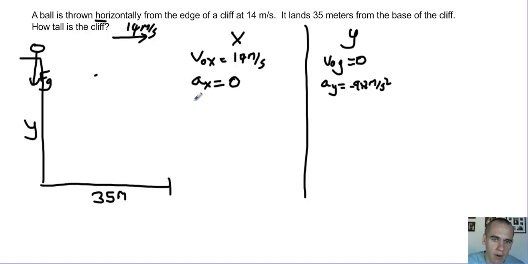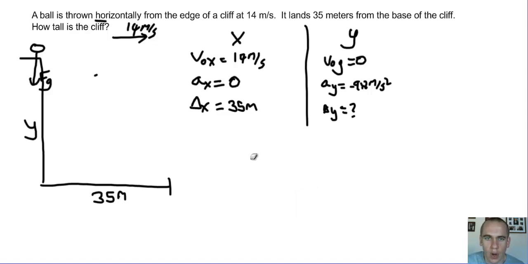I know how far this thing went in the x direction. Delta x is 35 meters. I do not know how far it went in the y direction. Delta y is unknown. But if I can figure that out, then the problem will be done. So let's take a look and see if I can use this information to get y stuff. We were supposed to figure out how high it goes. So in the y direction, I know an initial velocity, I know an acceleration, and I want to know a change in y. I do have the equation delta y equals 1/2 at squared plus v naught t.